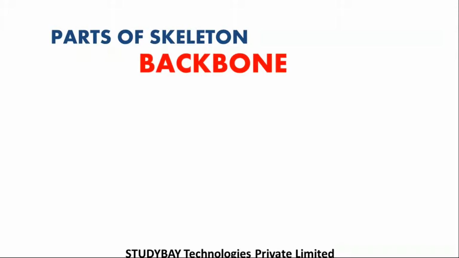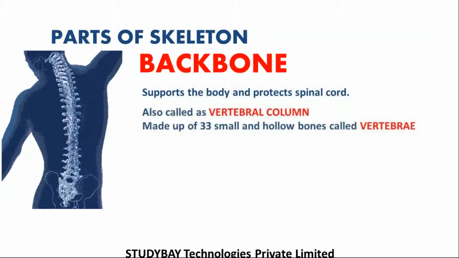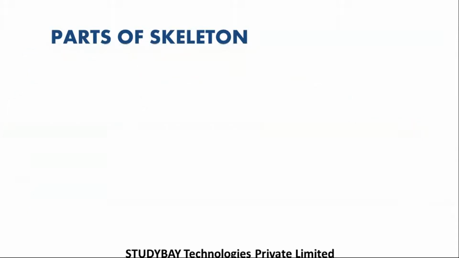Then the next part is the backbone. This backbone is shown in this figure. You can see on the left side of your screen. So the backbone supports the body and protects the spinal cord. It is also called the vertebral column and is made up of 33 small and hollow bones which are called vertebrae. This helps us to bend and turn.